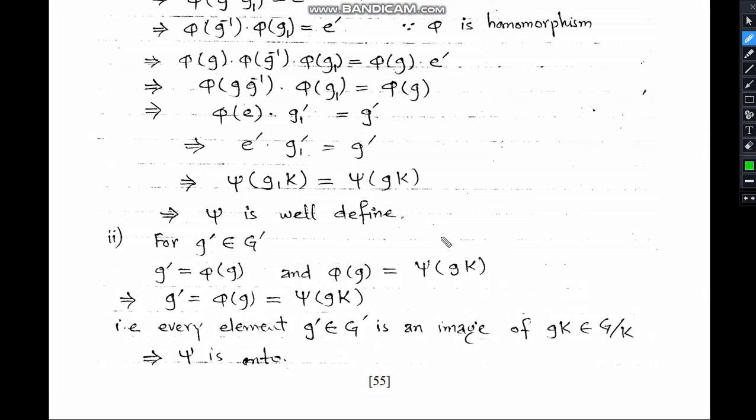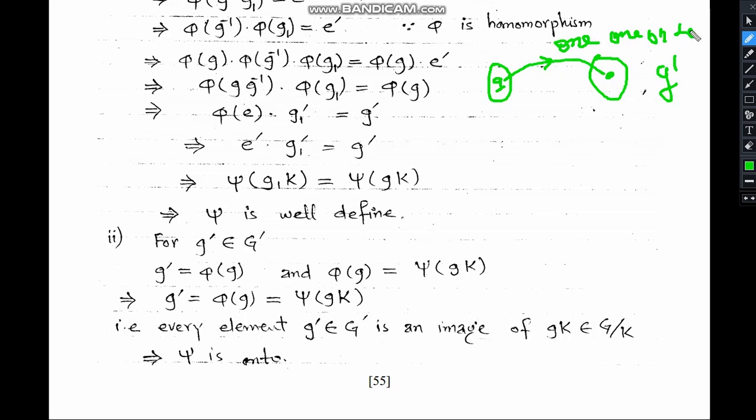1-1 and onto, in composition with phi, as well as 1-1 and onto with composition of psi. Let us define it again. This is the element, and this element is known as G dash, and we have earlier seen that this element G dash is also the mapping of G, and this mapping is 1-1. We have already written it earlier. This mapping is 1-1 and onto.